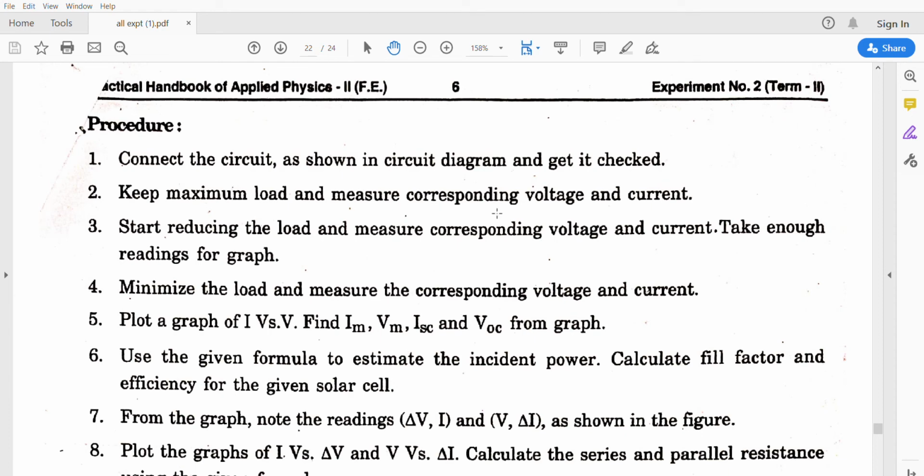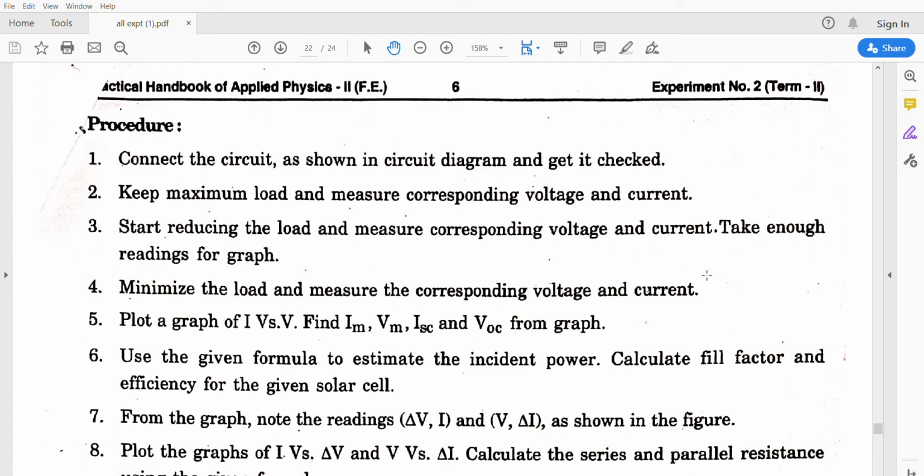Keep the maximum load, the variable resistance at maximum, and change the load for a particular time and measure the voltage and the current. Start reducing the load. So we need to keep maximum load, resistance is maximum, and after that reduce the load slowly and take the corresponding voltage and current readings. Take enough readings for the graph.